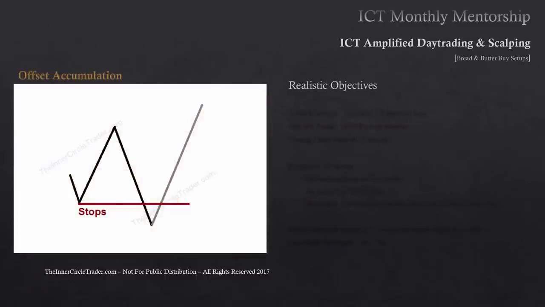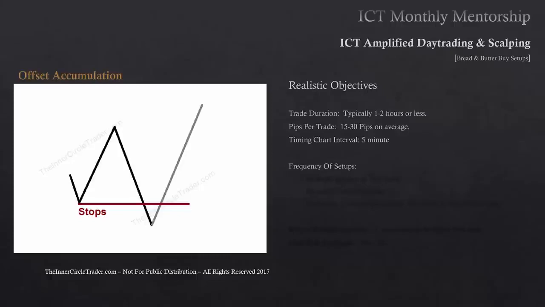Okay, realistic objectives. The trade duration when we look for scalps is going to be typically 1 to 2 hours or less, many times a lot less, but usually about 2 hours is the maximum. Pips per trade, usually you're going to see a low end of 15 pips to 30 pips on average. Timing the market, we're going to be using the 5-minute chart.